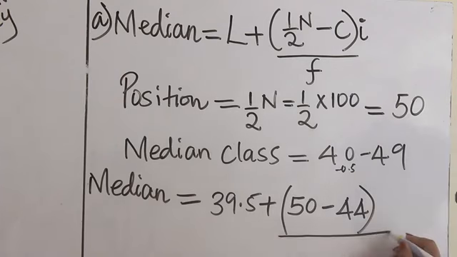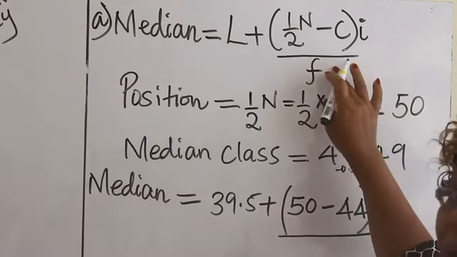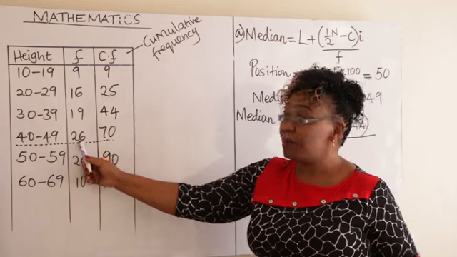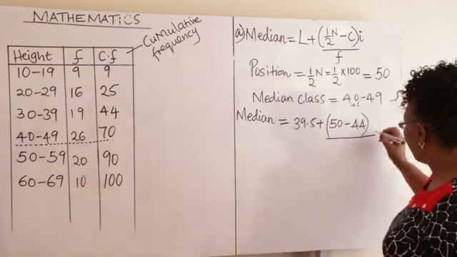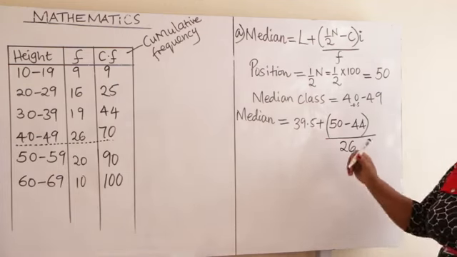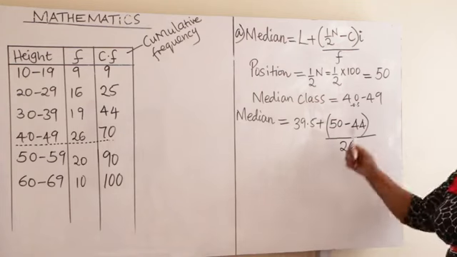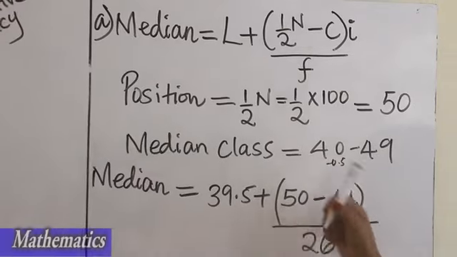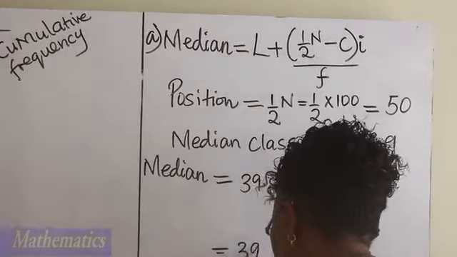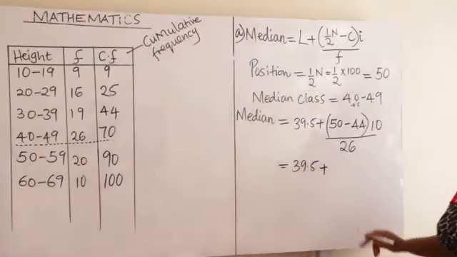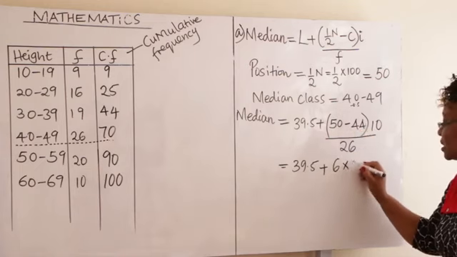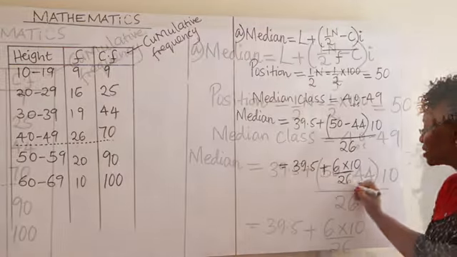Divide by F. F, learner, remember, refers to the frequency of that median class. The frequency of our median class is 26. Then you multiply by i, referring to the class interval. The class interval here is 10. And therefore, you write 39.5 plus 50 minus 44, which gives us 6, times 10 over 26.